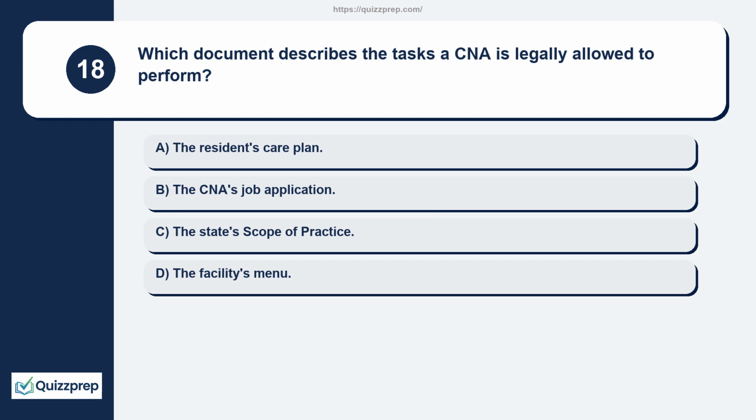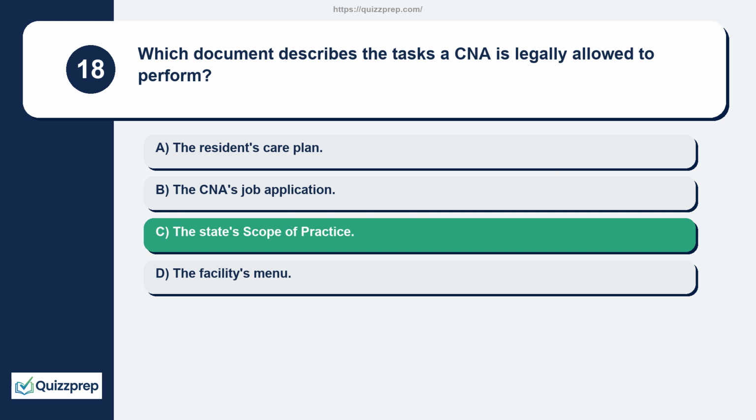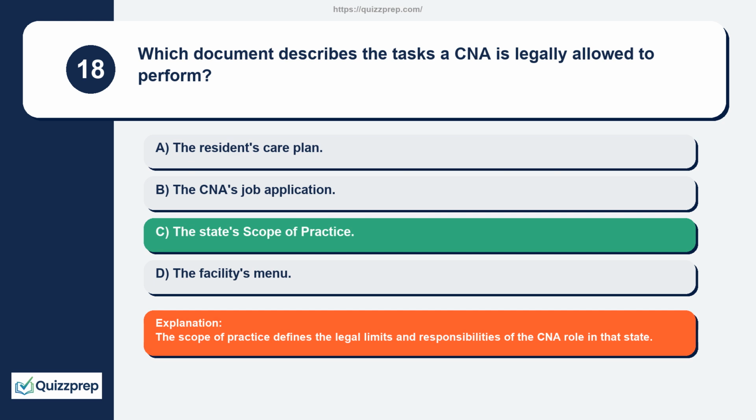Question 18. Which document describes the tasks a CNA is legally allowed to perform? The resident's care plan, the CNA's job application, the state's scope of practice, or the facility's menu? The scope of practice defines the legal limits and responsibilities of the CNA role in that state.